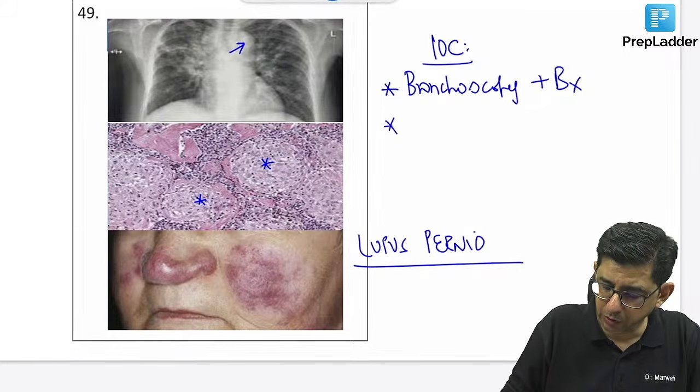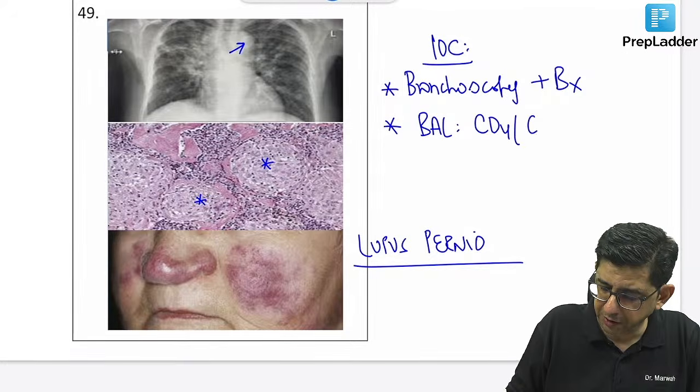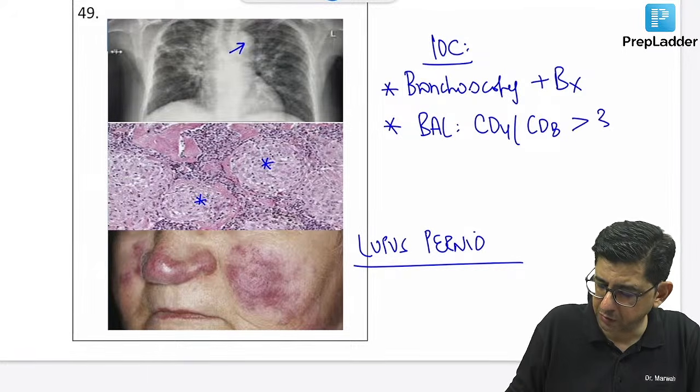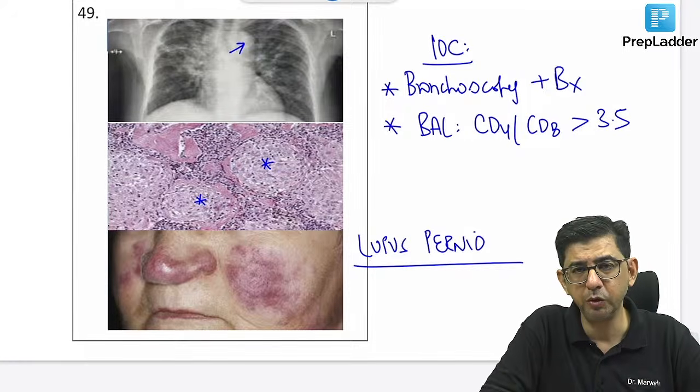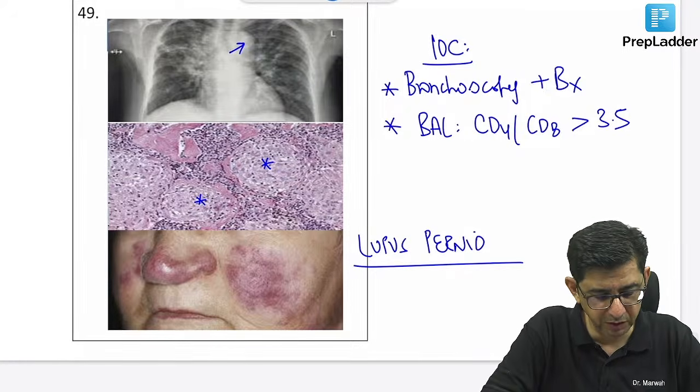And yeah, we will also be using the bronchoalveolar lavage fluid, where we check for the CD4 CD8 ratio, which in this case would usually be more than 3.5. So yes, bronchoscopy with a tissue diagnosis would be the best for diagnosis in this case.